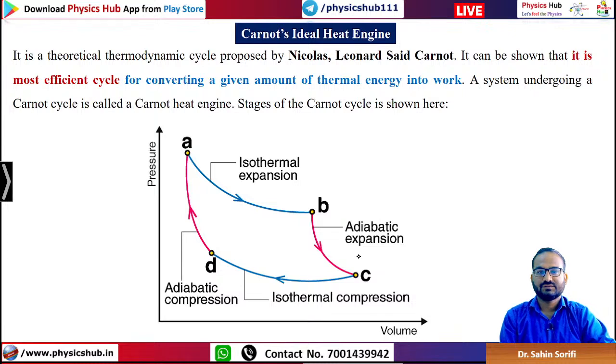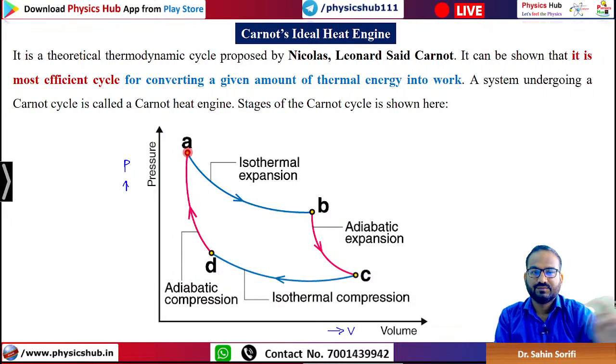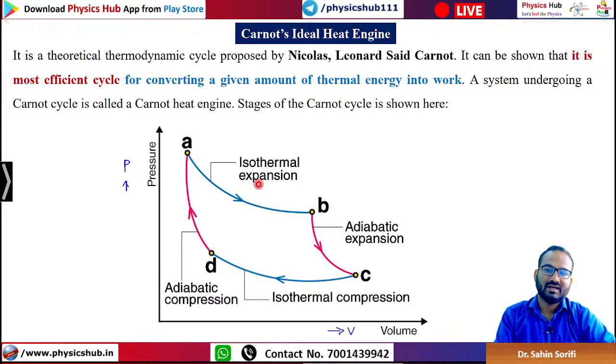Stages of the Carnot cycle. So, for the time being, you see here we have represented pressure, then volume V. It consists of 4 stages. From A to B, you can see it is carried out by isothermal expansion. So, you are expanding the gas, let us say, in an isothermal process. From B to C, adiabatic expansion. From C to D, isothermal compression.